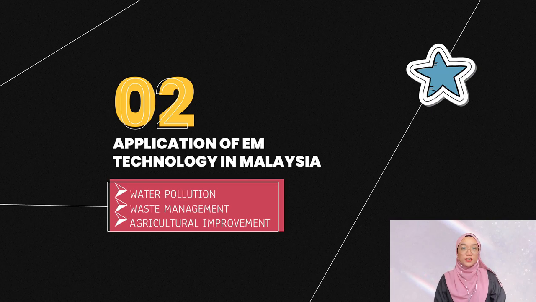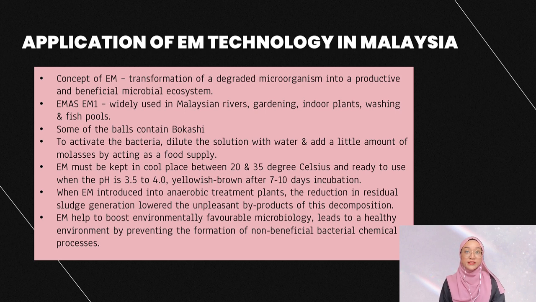Now, we are moving to the next content, which is the application of EM technology in Malaysia. Here, there are three parts that I will be covering, which are in terms of water pollution, waste management, and agriculture improvement. So, what is the application of EM? The concept of EM is transformation of a degraded microbial environment into a productive and beneficial microbial ecosystem. Mass EM1, which is extensively used in gardening, indoor plants, washing, and fish pools, is the most appropriate and widely used product in Malaysian rivers.